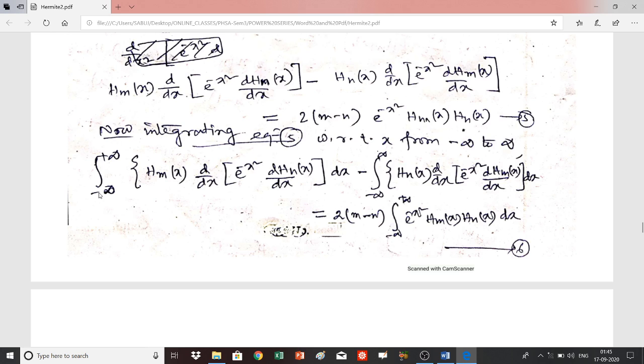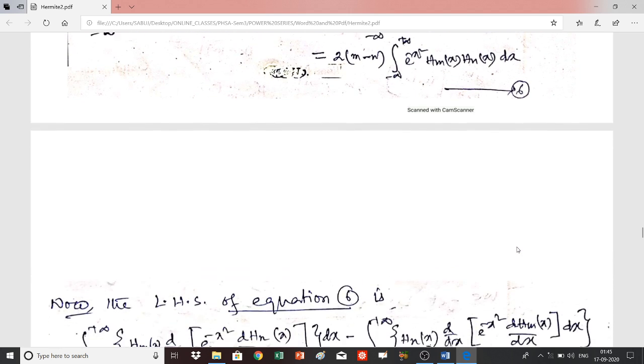So this will give you the integration from minus infinity to plus infinity of Hm(x), the first term, d/dx of e to the minus x square Hn(x) dx, minus the integration from minus infinity to plus infinity of the second term, Hn(x) d/dx of e to the minus x square Hm(x) dx. That is equal to 2 into (m minus n) times the integral from minus infinity to plus infinity of e to the minus x square Hm(x) Hn(x) dx. This is equation 6.